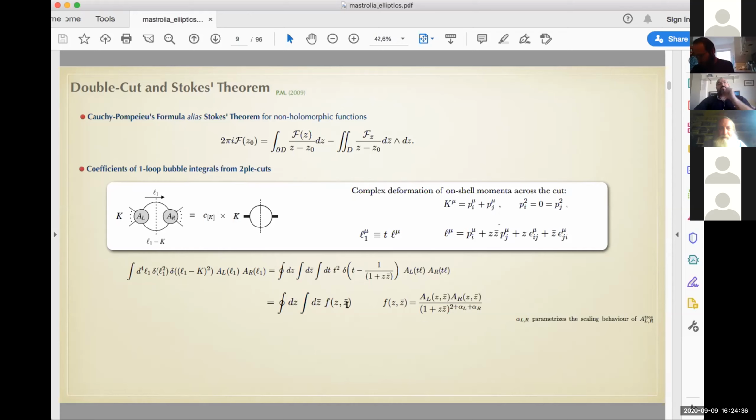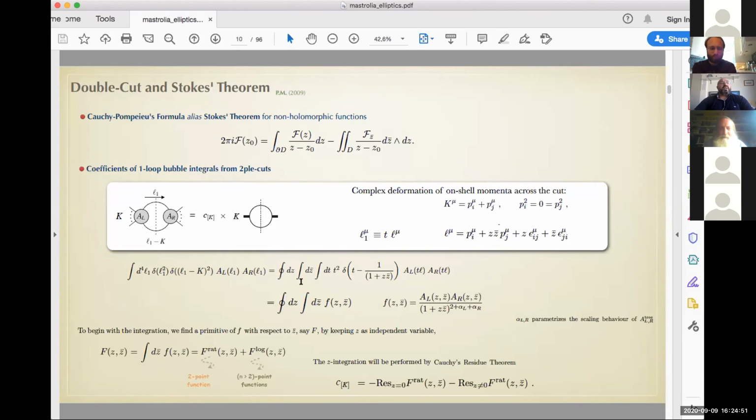One, calculation of a primitive integral with respect to one of the two variables, either z or z bar. Here in this slide, I'm choosing z bar, and then a complex residue theorem applied to the other variable z. This also allowed to extract the coefficient of the bubble in a suitable way. Already at that time, I've been computing an intersection number, but I admit that I did not know yet.